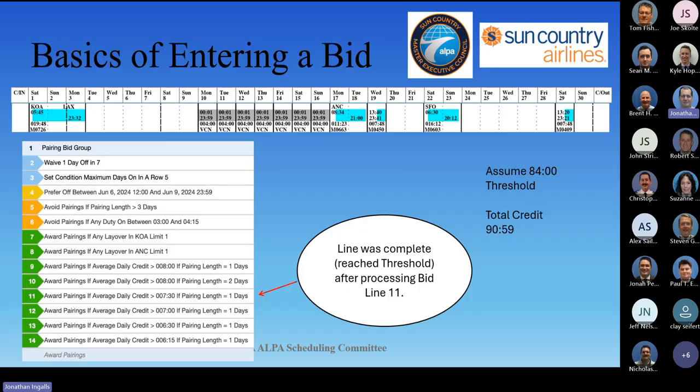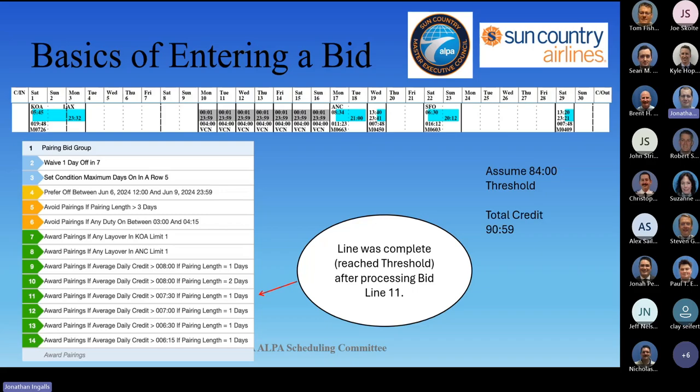Cool. So line 7, we awarded our single Kona trip, limit 1. We got it on the 1st. Line 8, award me Anchorage layovers, but I only want 1 of them. All right, it gave you 1 on the 17th of the month. Next, you're saying I want some efficient turns. So award pairings if the average daily credit is greater than 8 hours, if the pairing length is equal to 1 day.